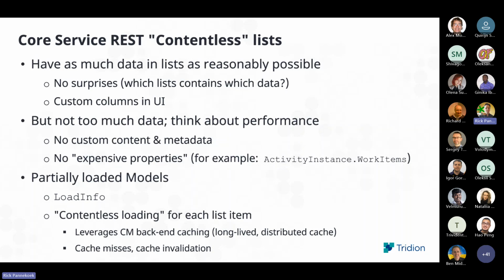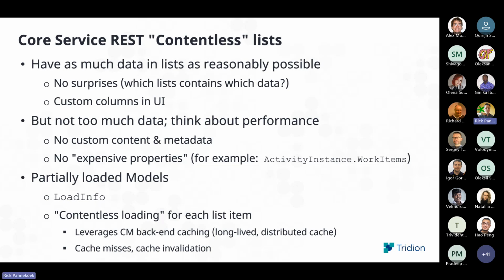So in general, in the course of REST, if you retrieve a list, you always get partially loaded models. Models have a property called load info that tells you whether it's fully loaded or partially loaded. If you load an individual model, the load info will tell you it's fully loaded. But if you retrieve a list, the load info will always tell you it's partially loaded.